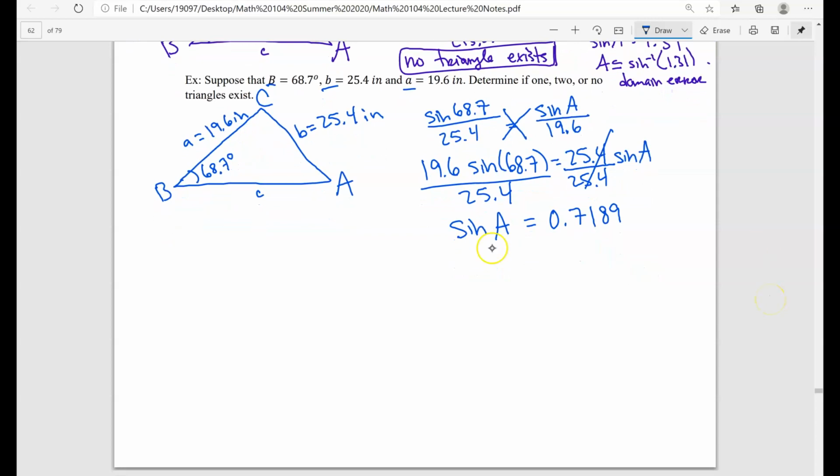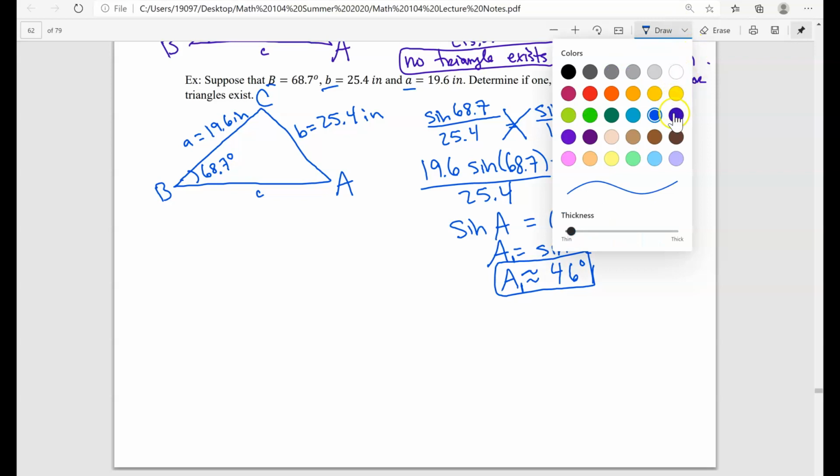So one triangle at least is guaranteed. So let's take the sine inverse of this number and let's figure out what this measurement is. So A is going to be approximately sine inverse of this guy, and I got about 45.9 or about 46 degrees. Okay, so if I round it to the nearest degree. So this actually is your first angle, angle 1. Now you kind of have to ask yourself, does a second triangle exist?